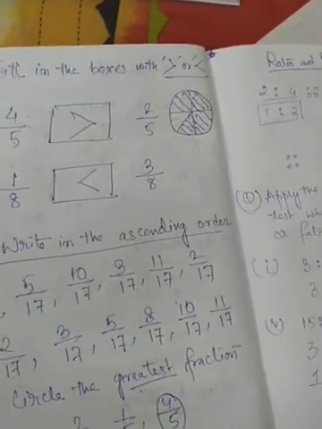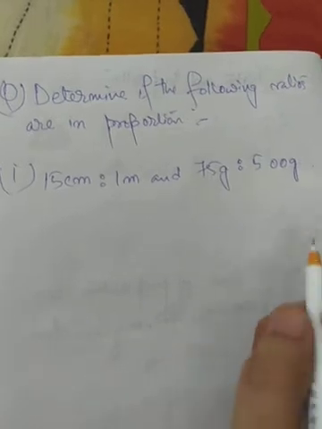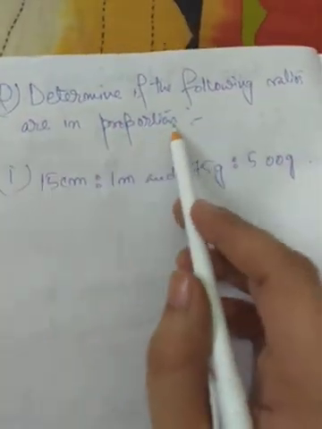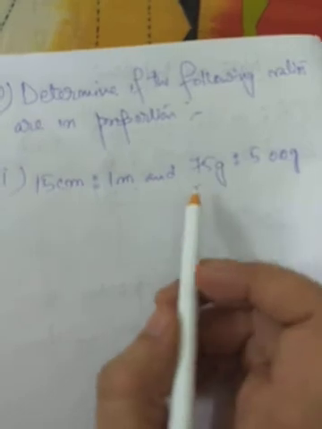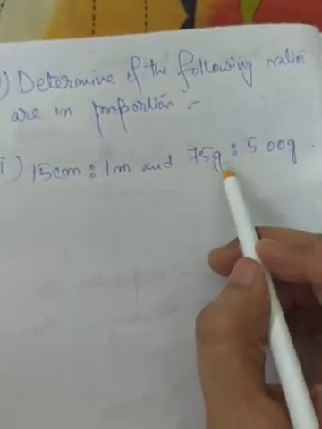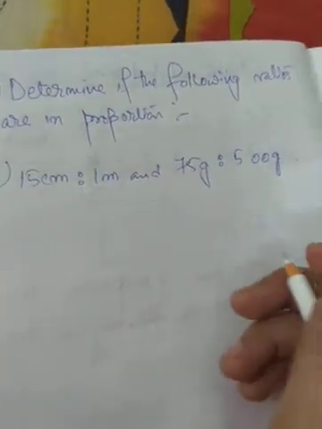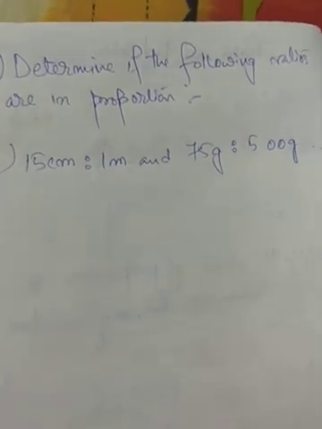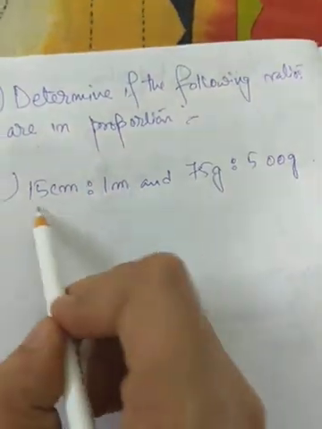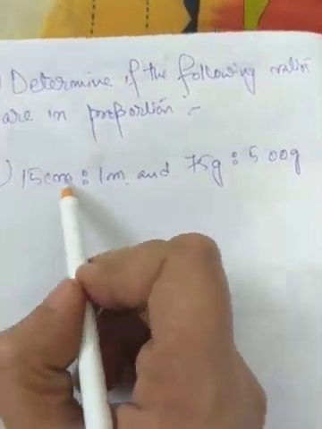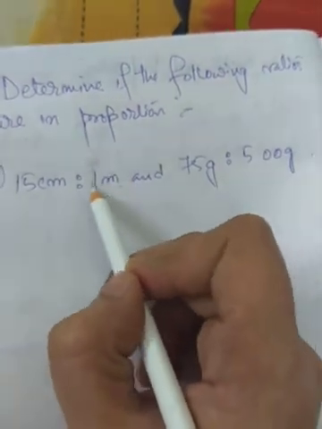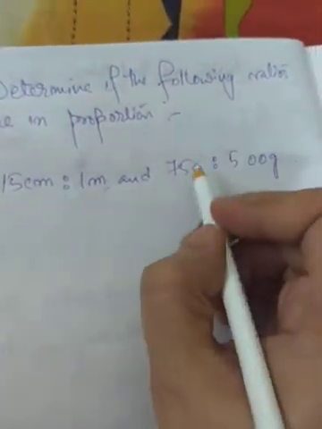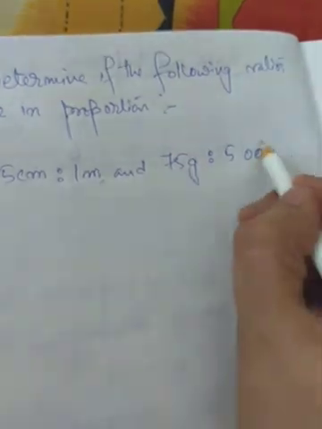Now student, let us continue with a few more questions. Question is, determine if the following ratios are in proportion or not. We have to see whether these two ratios are in proportion or not. So we have to apply a rule. What is the rule? In the ratio, we know that the first term is called the antecedent and the second term is the consequent. Similarly, in this ratio also, this is the antecedent and the consequent.